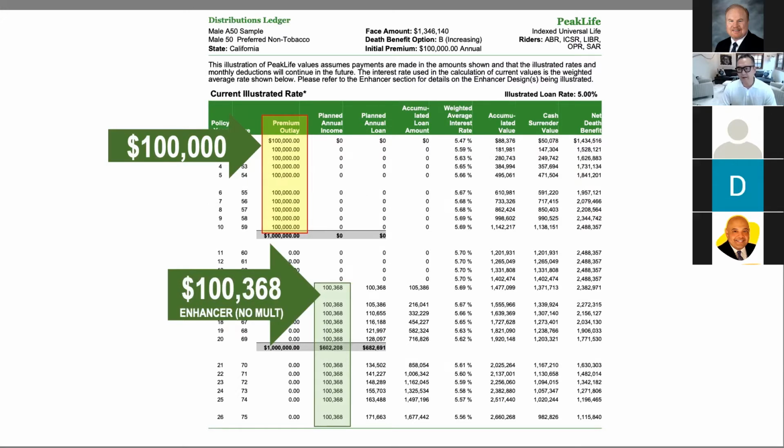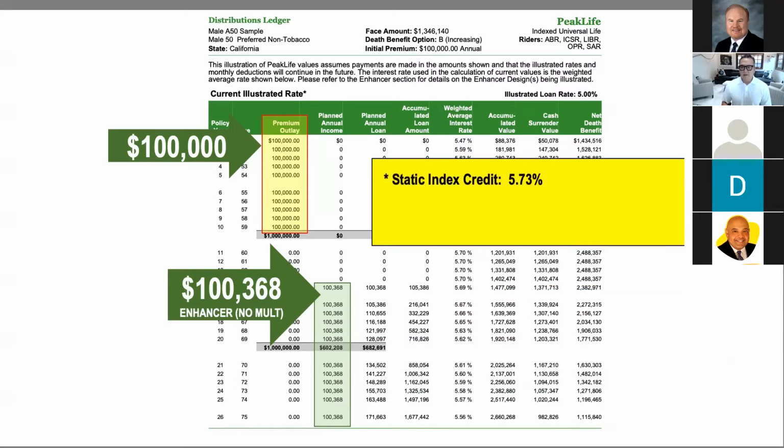Now, this particular illustration here is run using their just vanilla enhancer option. What that means is there is no multiplier charge on there whatsoever. There is a 15 basis point free multiplier you get that's kind of built into the product, but this is not what you would call a standard multiplier IUL. Again, this is run with a static index credit, max AG 49A at 5.73%.